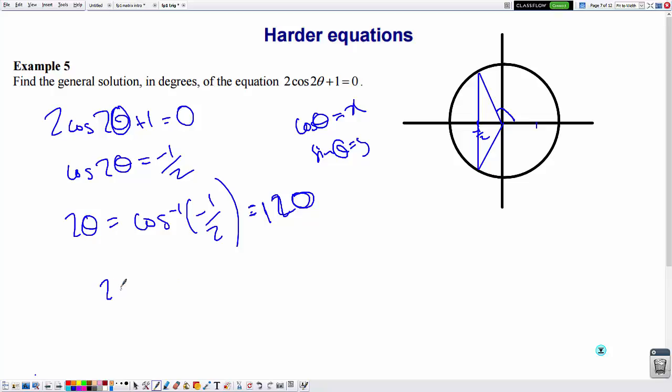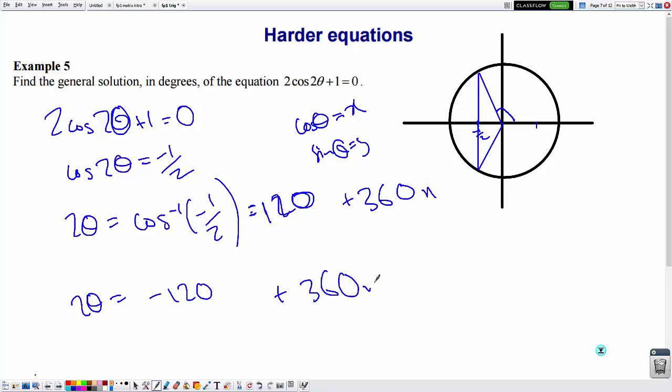So your 2 theta has two possible values. 2 theta is equal to 120, or 2 theta is equal to minus 120. So 120 up here, minus 120 up here. Well, what do we say? We said, well, it repeats every 360 degrees, doesn't it? So it's plus 360n. Okay, so that's what 2 theta is. Well, theta, just simply divide that whole thing by 2.